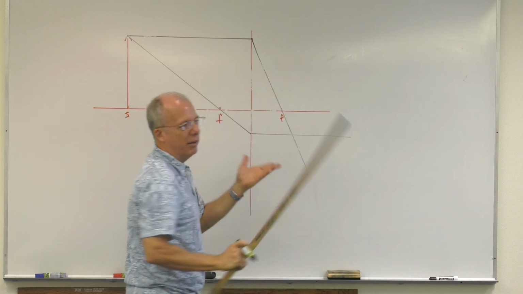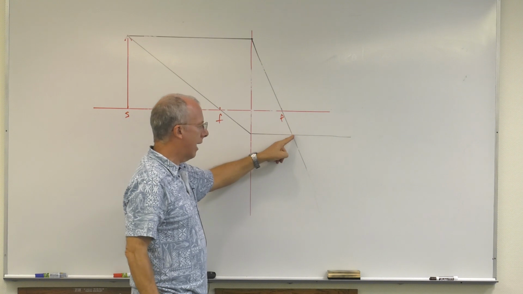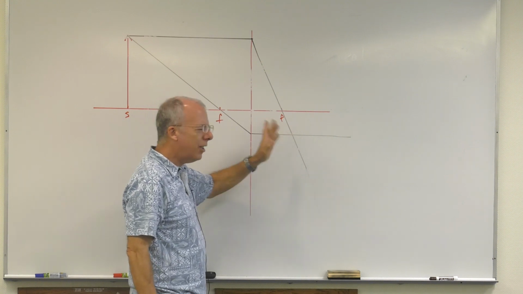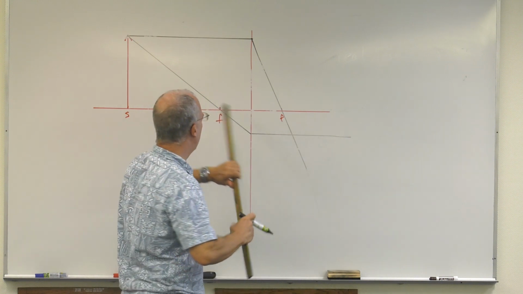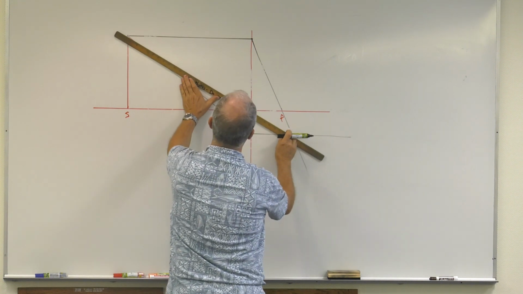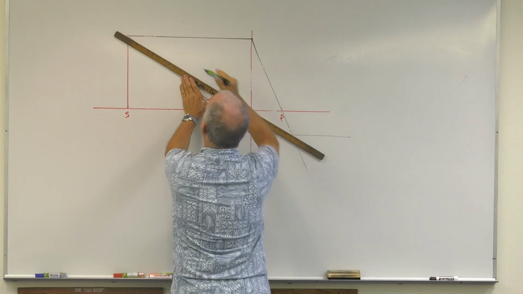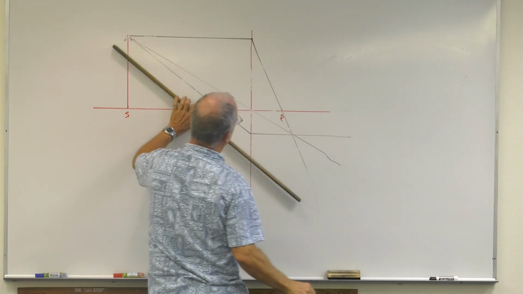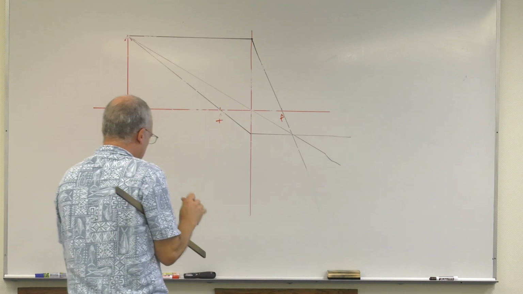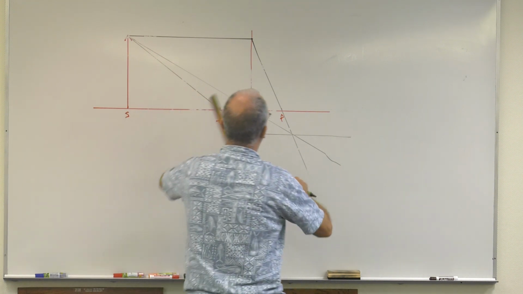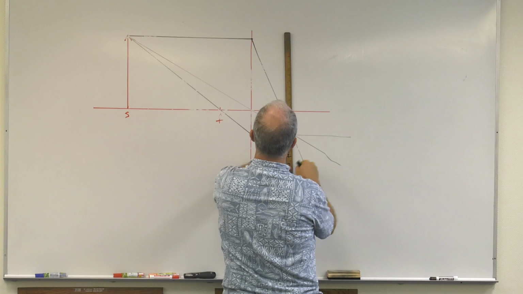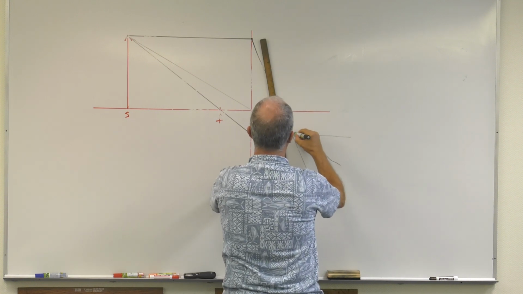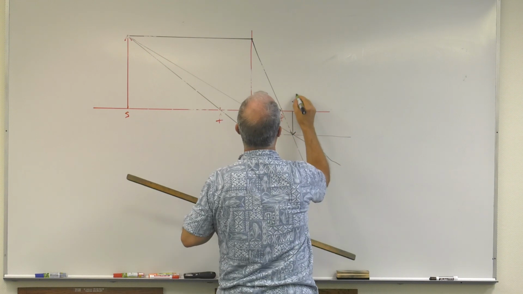Okay, so I'm really done, right? I mean, I know that that's where the image is, because it only takes 2 lines. But you just do the third one for a check, just to make sure you didn't goof up. So third one. Okay, so that's S prime.